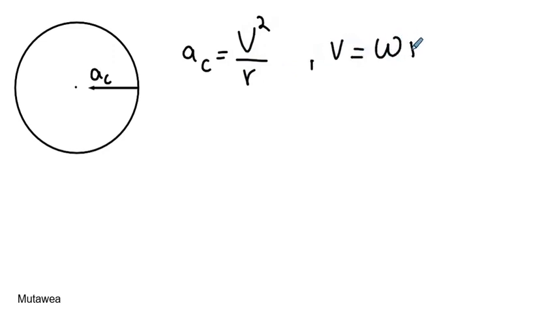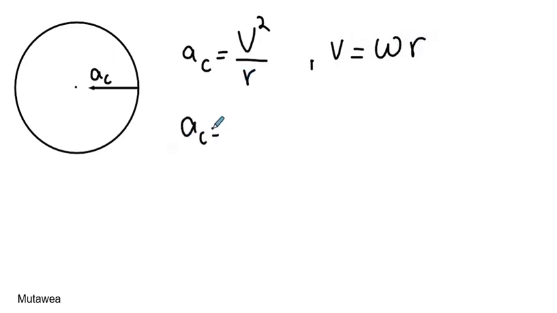An object is moving in a circular motion. There are different types of accelerations that you need to be familiar with. If the object has any kind of speed, or if it's moving around the circle, it's going to have a centripetal acceleration. The centripetal acceleration points towards the center of the circle. The centripetal acceleration is equal to the linear speed squared divided by the radius. And we know that the linear speed equals omega r.